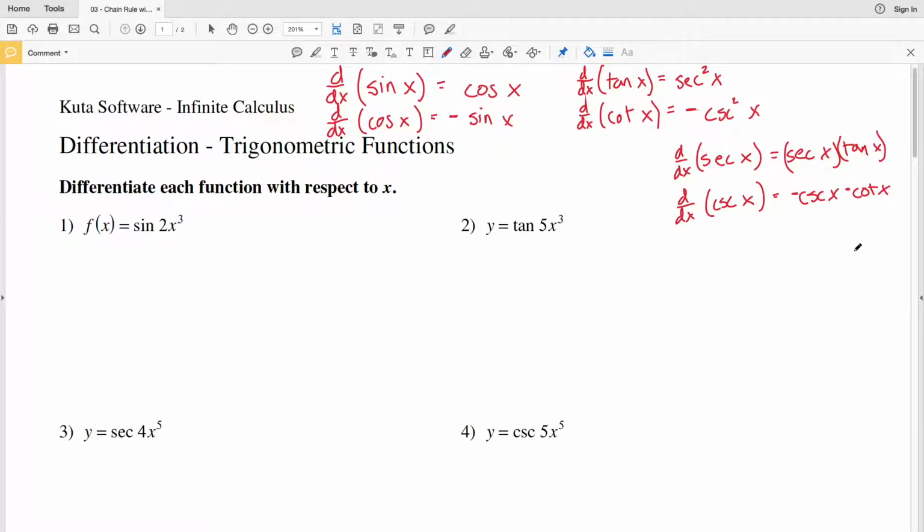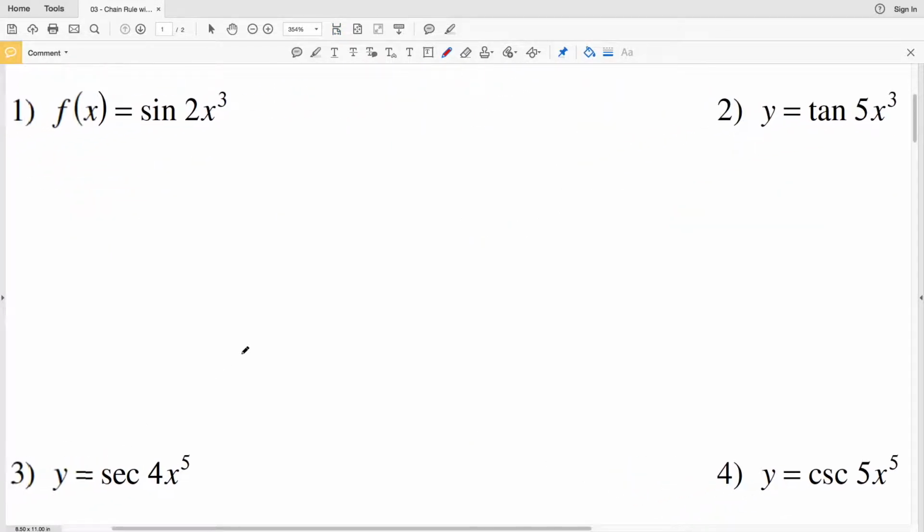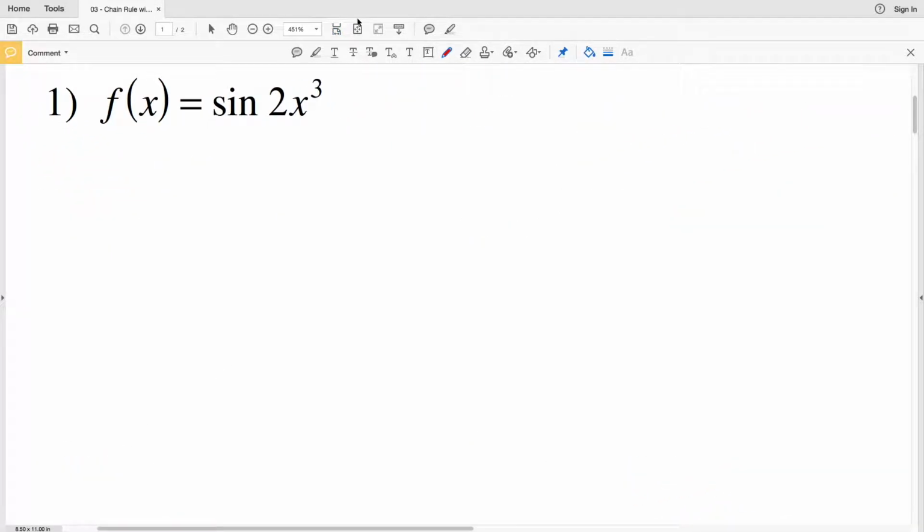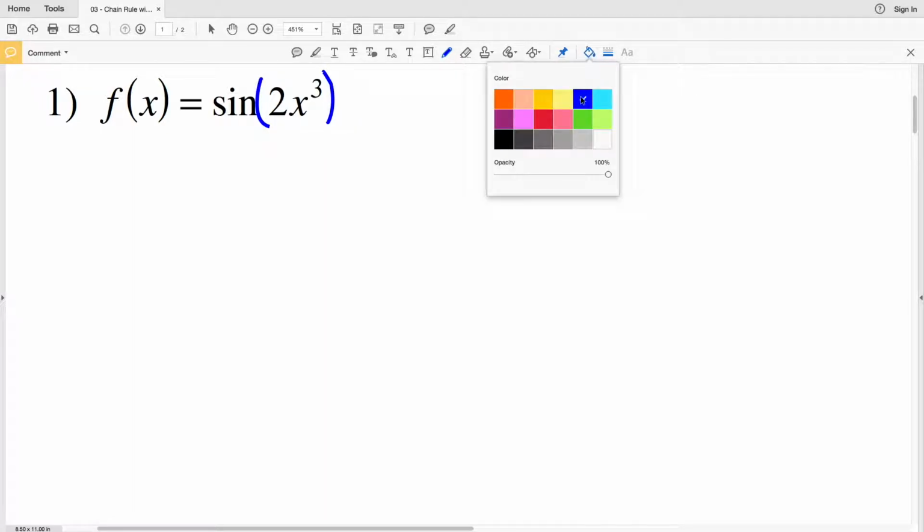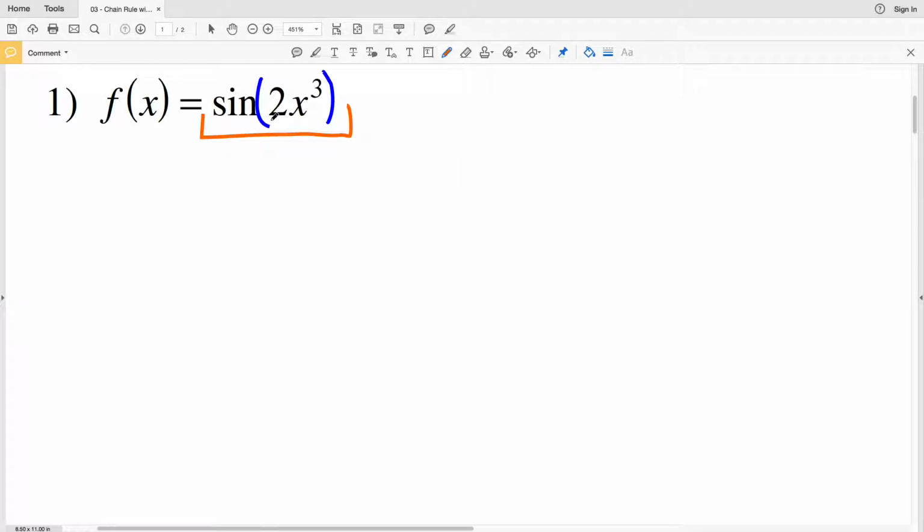So writing each of those within our notes or on this paper, we're going to now differentiate each function with respect to x, and we're going to be utilizing the chain rule. Number 1, we're taking the derivative of f of x, which is the sine of 2x cubed. We're going to take the derivative of the outside function, and then the derivative of the inside function. The derivative of the sine of x, remember, was the cosine of x.